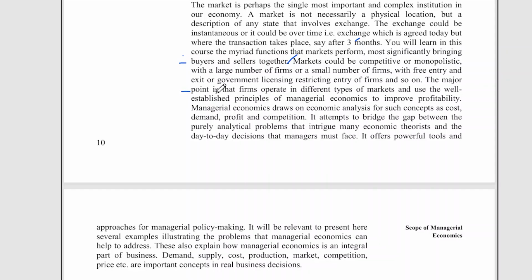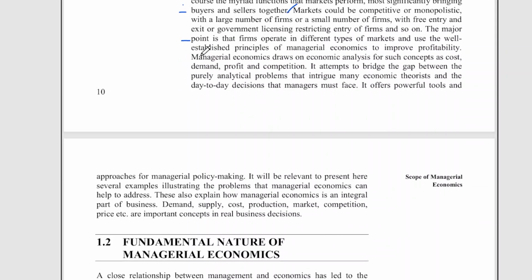And the major point is that the firm operates in different types of markets and uses the well-established principles of managerial economics to improve profitability. Managerial economics draws on economic analysis for such concepts as cost, demand, profit, and competition. It attempts to bridge the gap between the purely analytical problems that intrigue many economic theories and the day-to-day decisions that managers must face. And it offers powerful tools and approaches for managerial policy making.